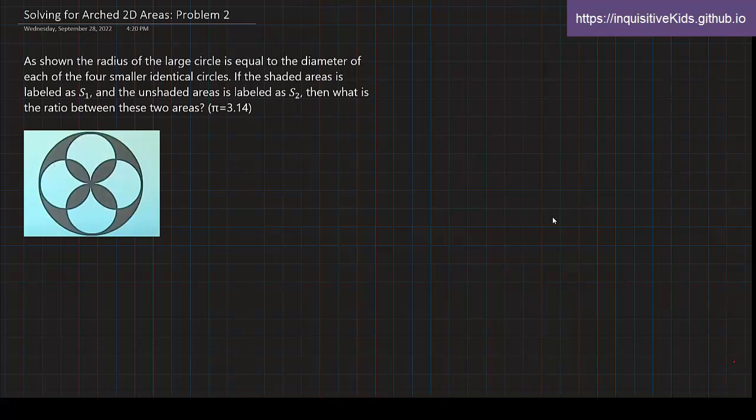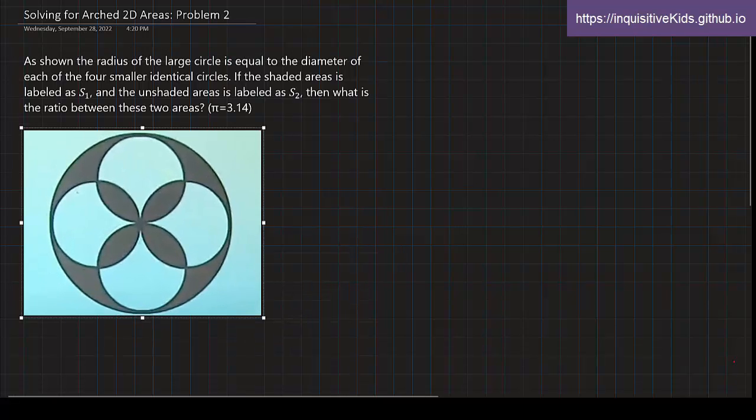Problem 2. As shown, the radius of the large circle is equal to the diameter of each of the 4 smaller identical circles. So here, okay, let me enlarge this. We have a large circle around, and then we have these 4 smaller identical circles. And as you can see, they do overlap. If the shaded area is labeled as S1 and the unshaded area is labeled as S2, then what is the ratio between these two areas?